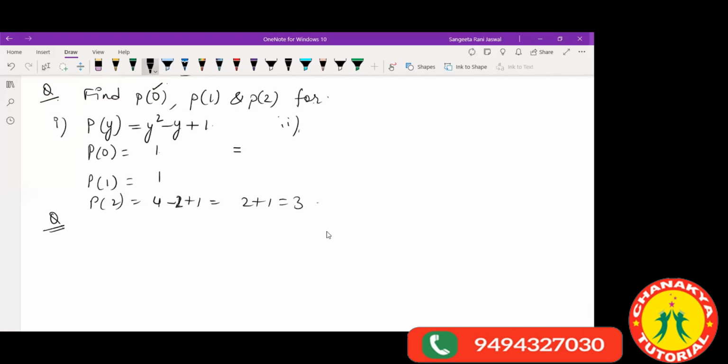Question number 3: verify whether the following are zeros of the polynomial or not. Now here the polynomial equation is given, and the zeros are also given. You just have to verify whether those are actually the zeros of the polynomial. That you have to verify. Let's see the first one.